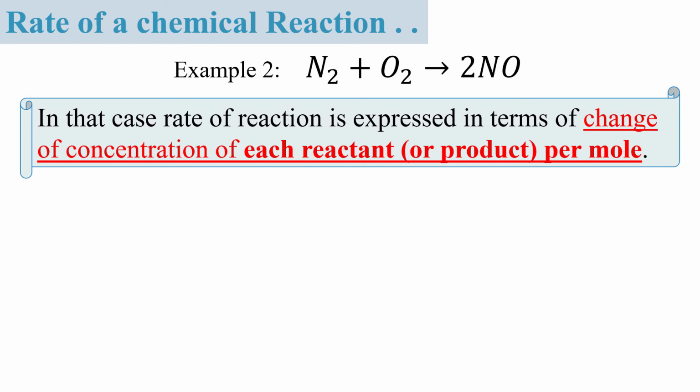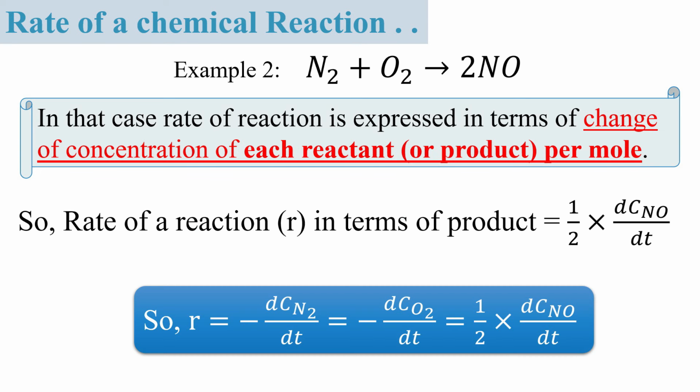So in this example, the rate of the reaction R is equal to minus dCN2 by dt for the nitrogen molecule, equal to minus dCO2 by dt for the oxygen molecule, equal to half of dCNO by dt for nitrogen monoxide. Here, in this reaction, 2 moles of nitrogen monoxide are formed, so here the 1 by 2 term is multiplied with dCNO by dt. I hope up to this you have understood well.